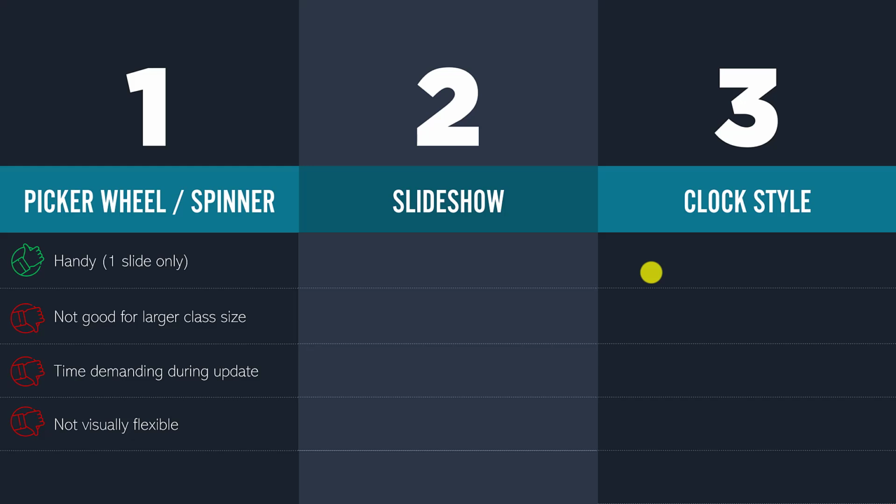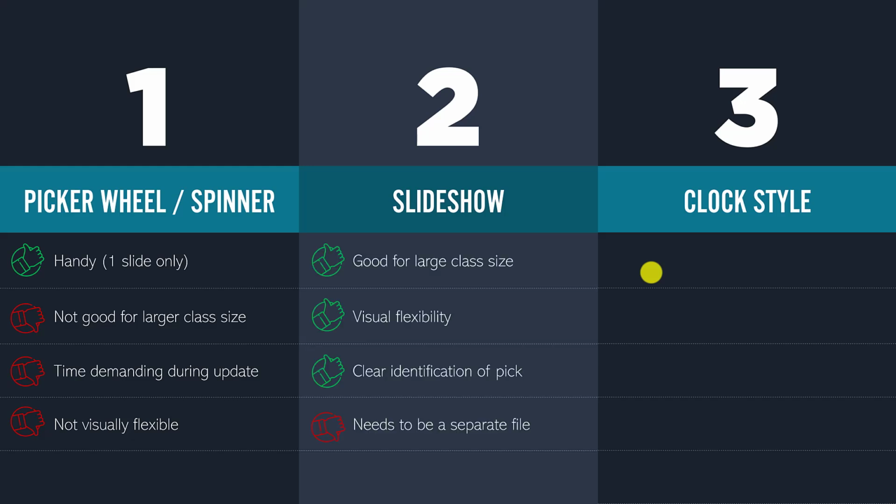Now let's go to the slideshow. What are the pros and cons of this slideshow method? It's good for a large class size, yes, because the slide count in PowerPoint is unlimited. Next, it's visually flexible, meaning you can put some headshots in it or both headshots and the names of your students. The next one is the clear identification of the pick. That's because it's going to show up one slide whenever you try to pause this transition. Unfortunately, it needs to be on a separate file. That's it for the slideshow method.